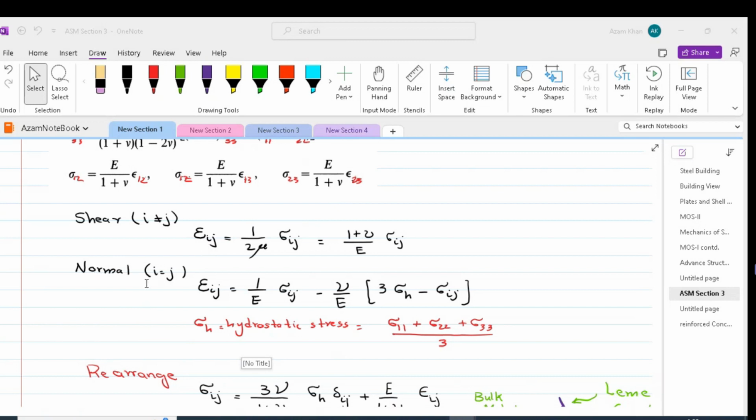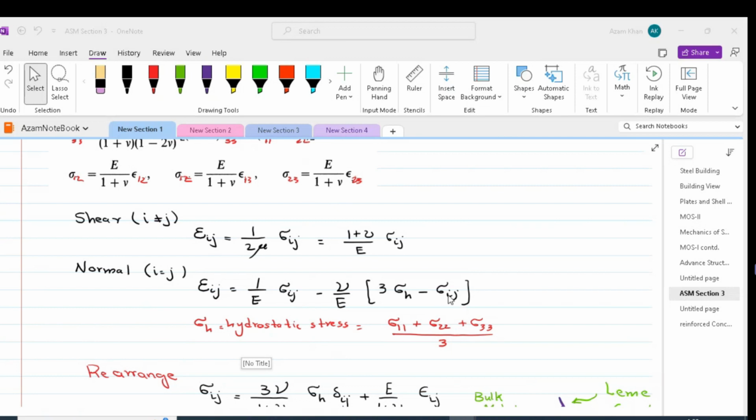The second one is normal strain, which is when I is equal to j, and the strain Ij will be equal to 1 by E sigma Ij minus nu by E into 3 sigma h minus sigma ij. Sigma h is hydrostatic stress, which is equal to sigma 11 plus sigma 22 plus sigma 33, everything divided by 3. So we can get any equation by plugging the value of I and j in this equation.